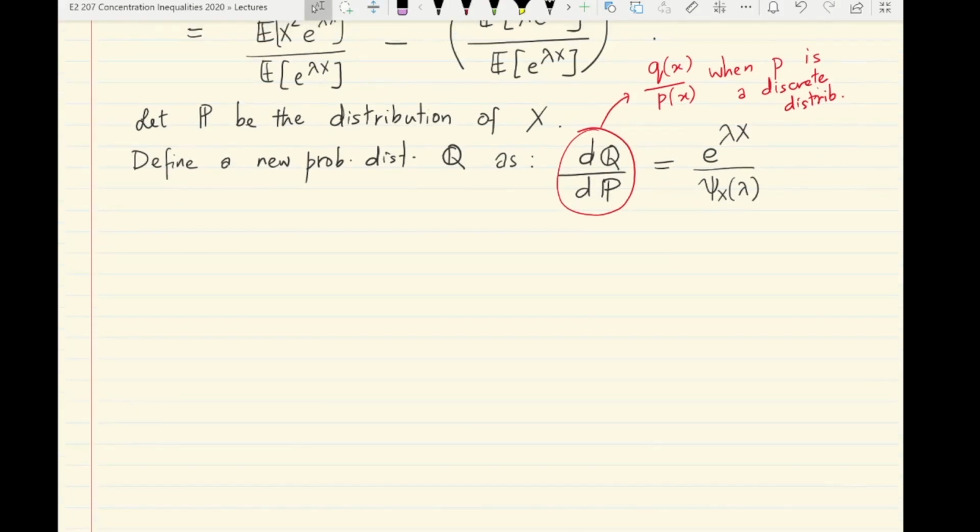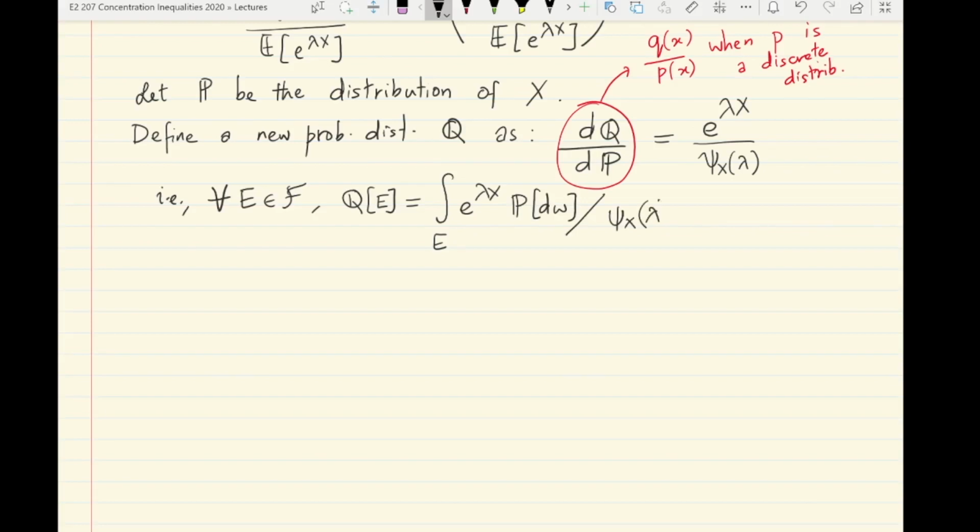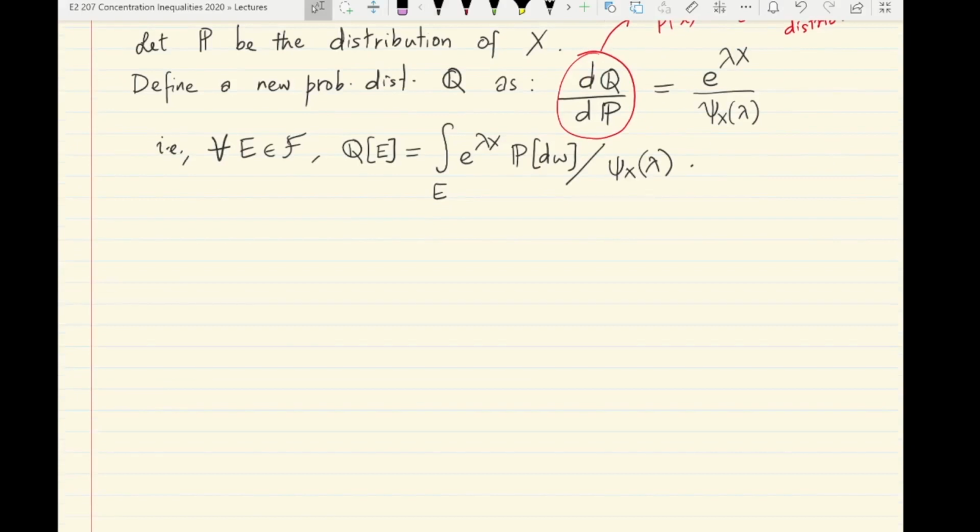Okay. So in other words, an equivalent way of defining this new probability distribution is that for every event E in the original sigma algebra of X, the probability of the set E as measured by Q is defined to be the integral over this event E of e raised to lambda x with the original distribution P d omega, and you have to finally divide by C_X of lambda to make it a valid probability measure. So this is basically how the distribution Q is defined.